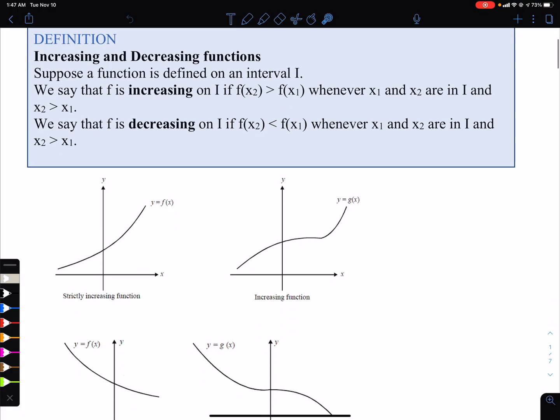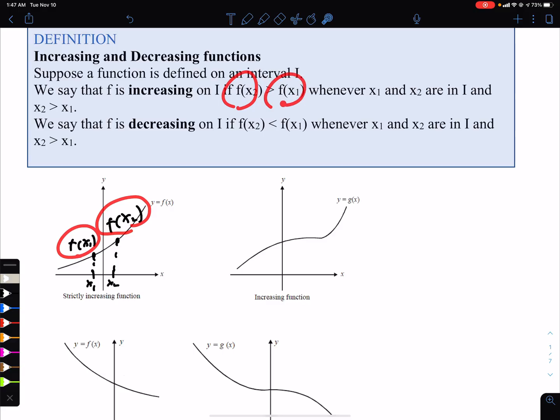So let me give you a visual picture. They're saying x2 is bigger than x1. If you pick any x2 and any x1, that point is f of x1, and this point is f of x2. So we're saying if f of x2 is bigger than f of x1, then the function is increasing. So I think you have a good feel for increasing.